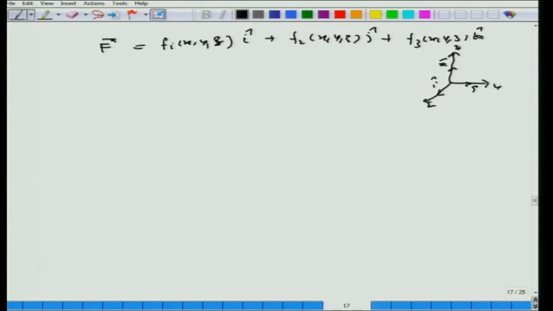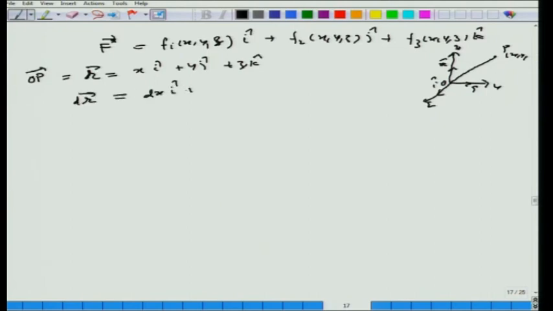So, this F is in general a vector function of x, y, z, given like this, and our position vector r for any point P here, this OP, so this is (x, y, z). So our position vector r is given by, which is nothing but the directed vector OP, x i plus y j plus z k. So dr element will be dx i plus dy j plus dz k.